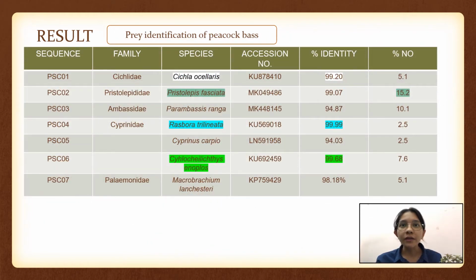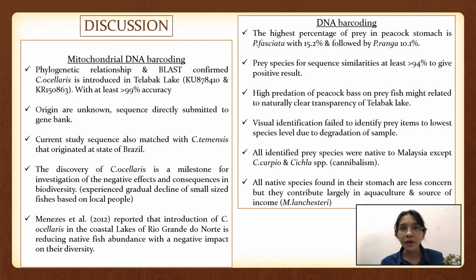This table shows that Arthrilinata has the highest percent identity, which is 99.99%, with only 2.5% of this species found in the total peacock bass stomachs, while the highest percentage of each prey species identified using DNA barcoding was recorded with a high value of 15.2% in P. fasciata with 99.07% sequence similarity. Therefore, by using mitochondrial DNA barcoding, the result shows C. ocularis is the species introduced in Talabat Lake, with the highest percent identities of 99.72% and 99.68%.